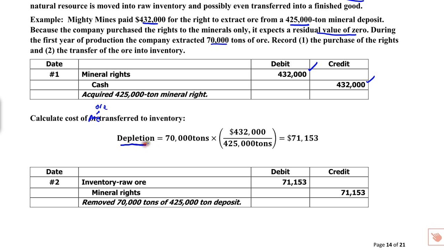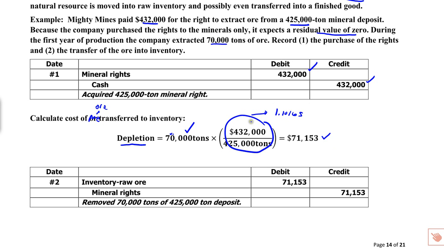So I'm just using this word depletion. 70,000 tons is how much we took out. The cost per ton is 432 divided by 425. And just for kicks, for those of you playing along at home, that's 1.0165. And let's see, we have 5 significant digits. That would work fine. Put it all together, you have 71,153.